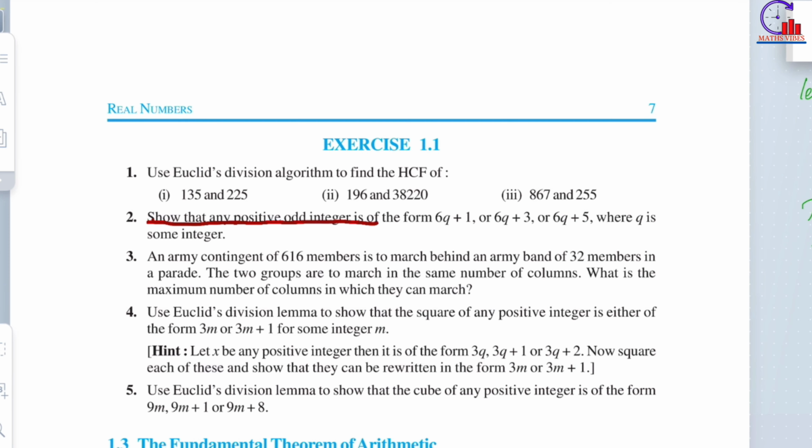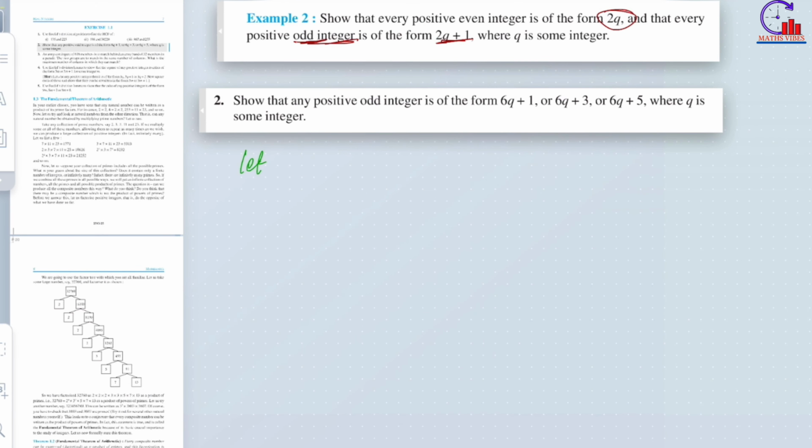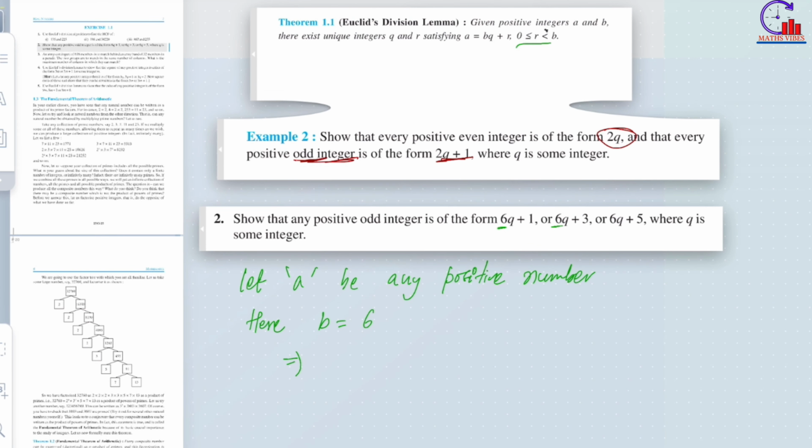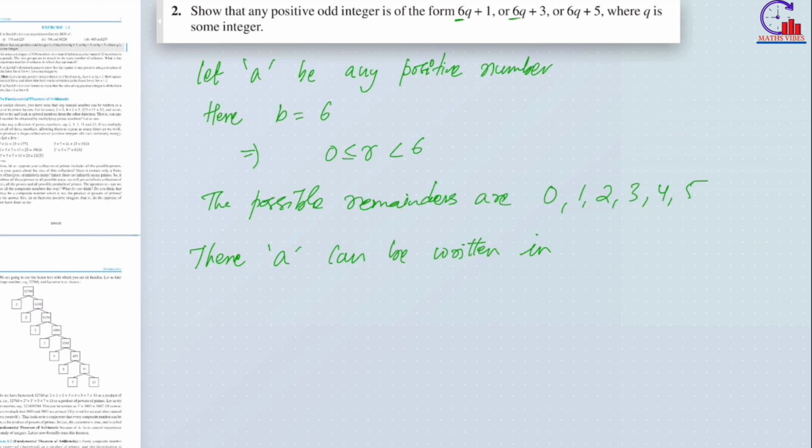Now let us come to question number 2. Here we are asked to find the odd numbers, which are of the form 6q plus 1. Here the value of b is equal to 6, and these are the forms of the odd numbers. So let's come to prove this. Let a be any positive integer. So here the value of b is equal to 6. So by the lemma, the value of the remainder should be less than 6 but greater than or equal to 0. Therefore the possible remainders are 0, 1, 2, 3, 4 and 5, right?